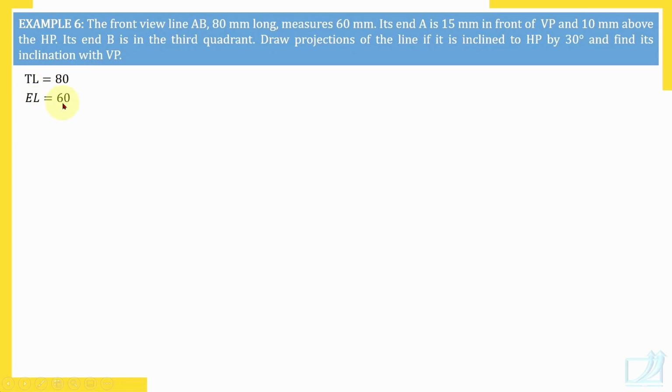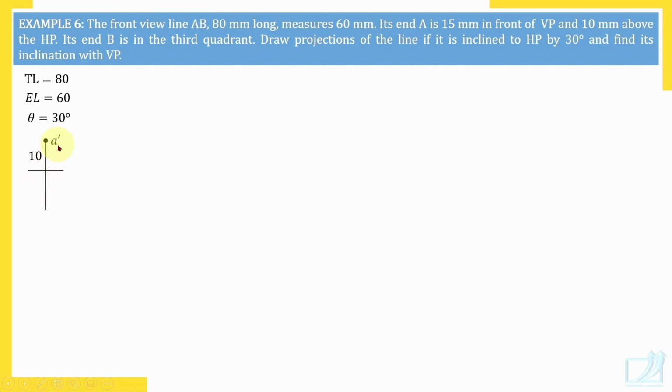EL is 60 millimeters. Its end A is 15 millimeter in front of VP and 10 millimeters above HP. So that is the reference point. End B is in the third quadrant, means top view above, front view below. Draw projections of the line if it is inclined to HP by 30 degrees. This is theta given. Find its inclination with VP, that is phi. So theta is 30 degrees, and one reference point is there: 15 in front of VP and 10 above HP. This is the XY line, projector of the reference point.